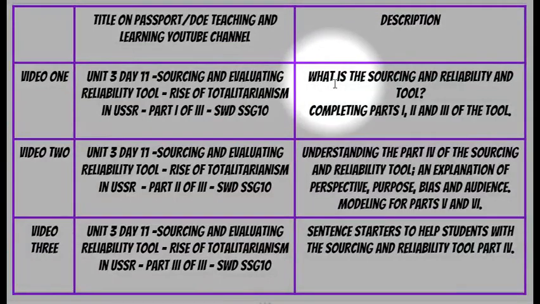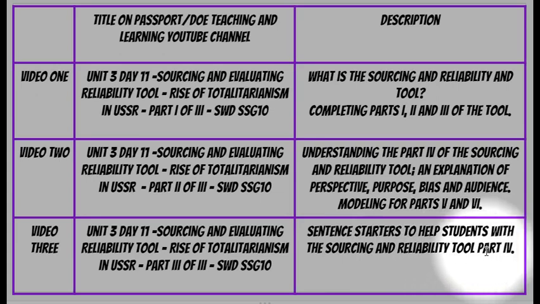In our first video, we spoke about the tool and we completed parts 1, 2, and 3. This video, we're going to speak about understanding this part 4 of the sourcing reliability tool, and we're going to explain perspective, purpose, bias, and audience, and we're going to model a little bit for parts 5 and 6. In our final video of this series, we're going to have sentence starters to help you with the sourcing and reliability tool that we're working on today.